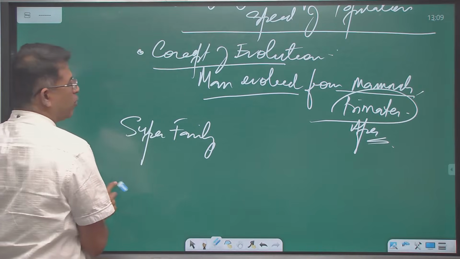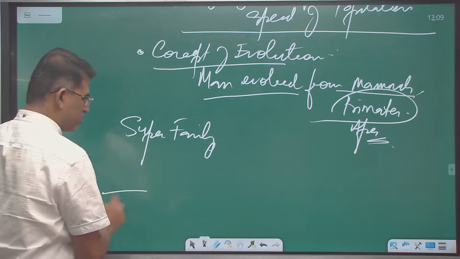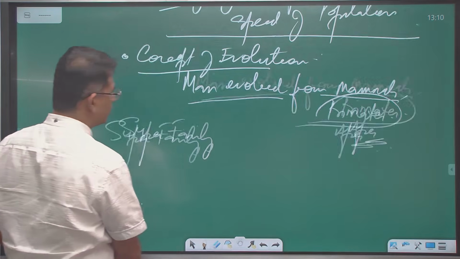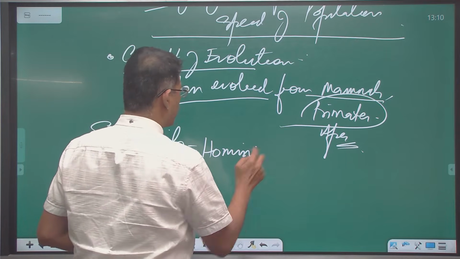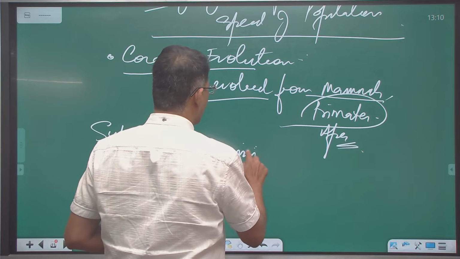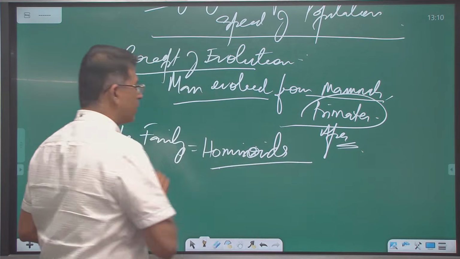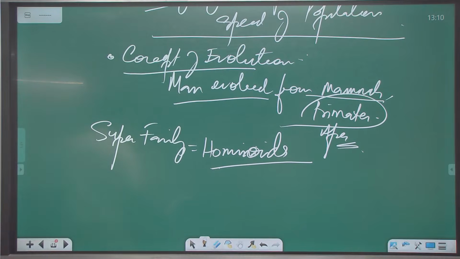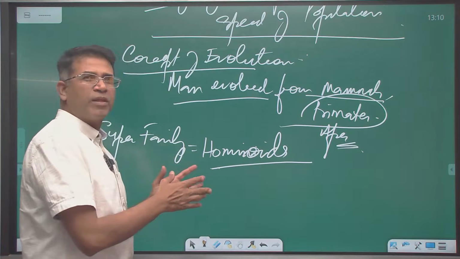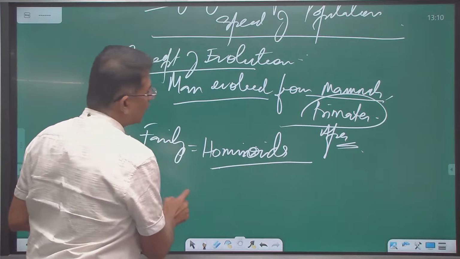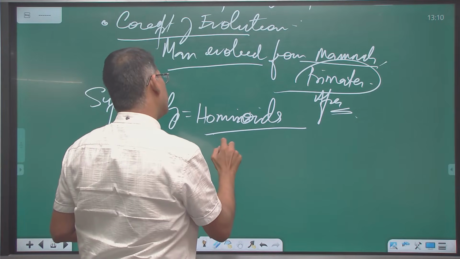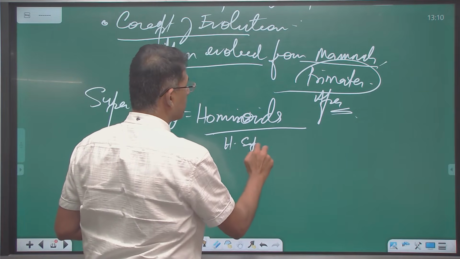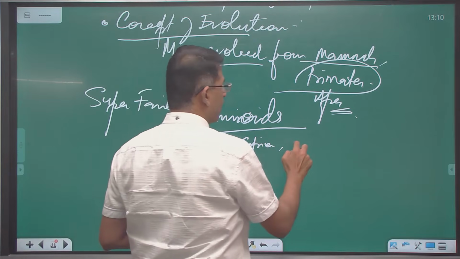Okay, जिसको हम बोलते हैं the group called as hominoids. Hominoids, H-O-M-I or H-O-M-O, whatever. Hominoids. Okay. This is a super family, super group. This includes Homo sapiens. It includes apes.